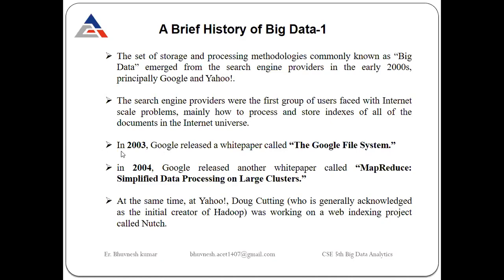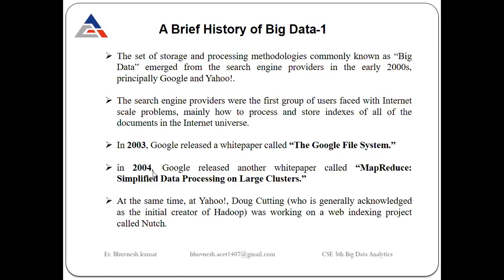Okay. Next, in 2003, Google released a white paper called the Google File System. Okay, that is the Google Distributed File System. In 2003, Google released a white paper, meaning he released a report to resolve the problem of the file system to store the data, that is, huge data on different servers.